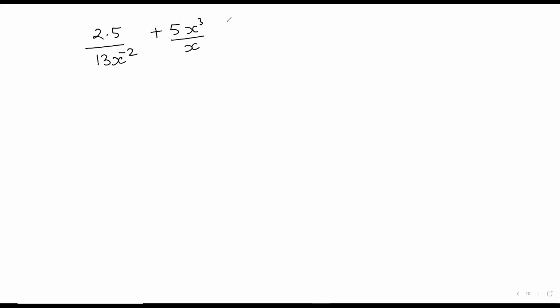Yes, ma'am, it's a polynomial. Okay, Mridula says yes. How about you, Amna? What do you think? Yes, ma'am. Okay, yes, it is a polynomial. Why? Because we have 2.5 by 13 and then this x to the power minus 2 is in the denominator. We can send it to the numerator and then this will become x square. So this term satisfies our criteria. Now the next thing is 5x cubed by x. This can also be written as 5x square. So this also satisfies our criteria. Okay.